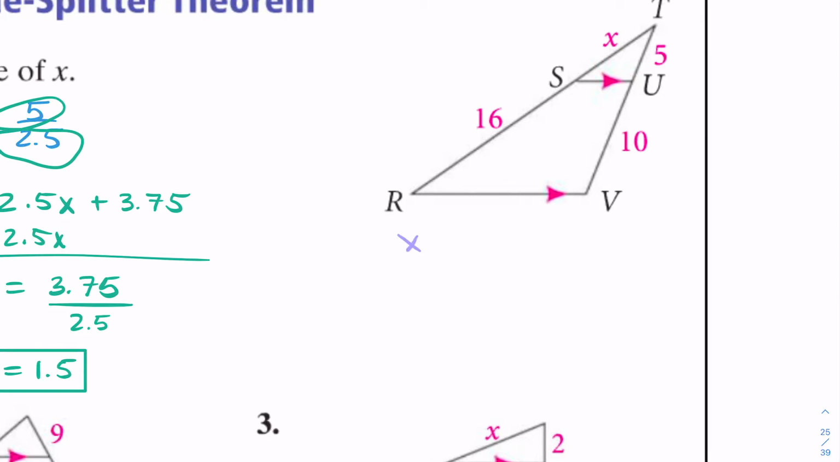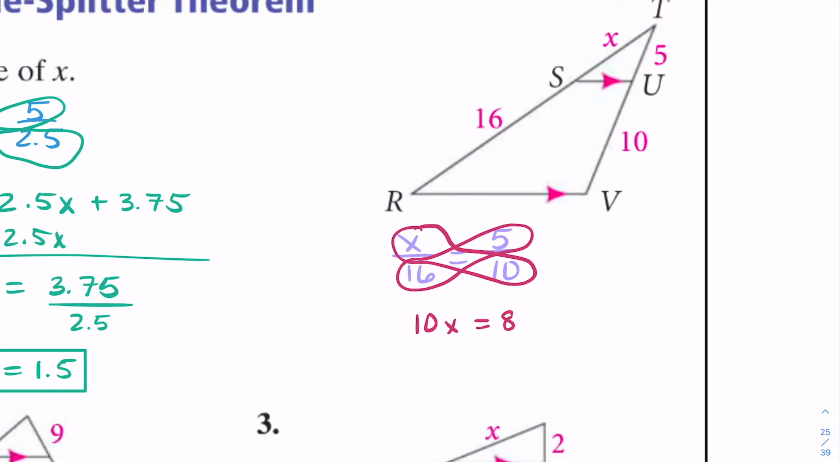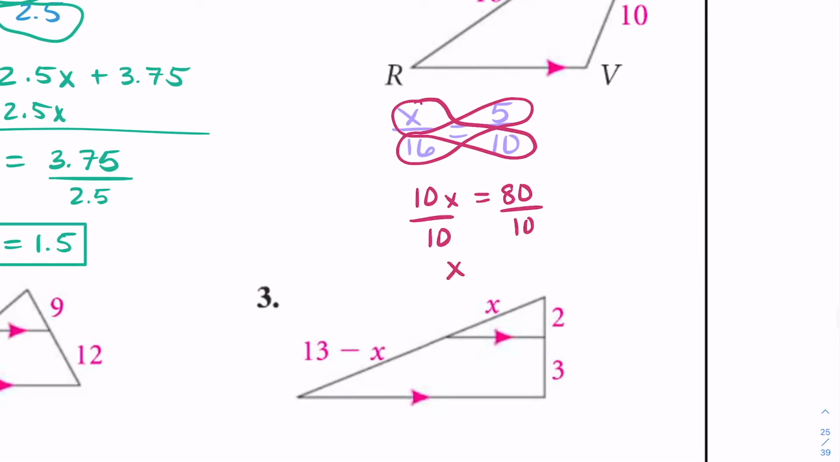We'll just do x over 16 equals 5 over 10. And we're going to find the cross products. So 10x equals 80. Divide both sides by 10. And x equals 8.